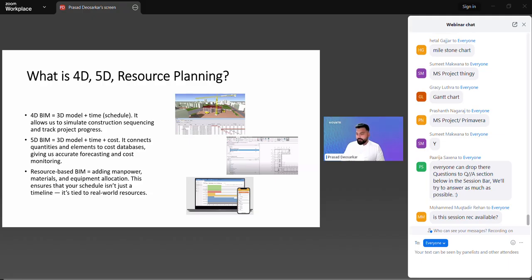So you can generate quantities based on the timeline. For example, let's say I was supposed to cast, let's say, 30 slabs in the next 2 months. How much concrete should I be ordering for that? How much rebar will I be needing for that slab? I can actually generate that quantity right from the BIM model ahead of the schedule.